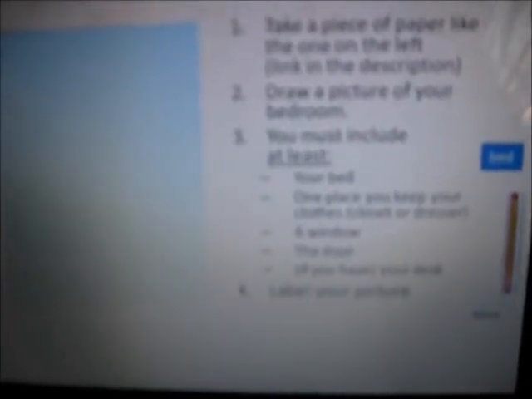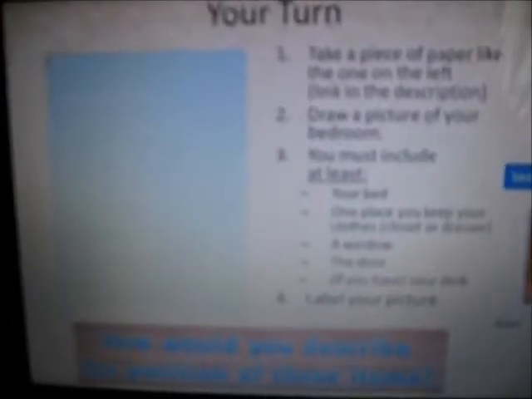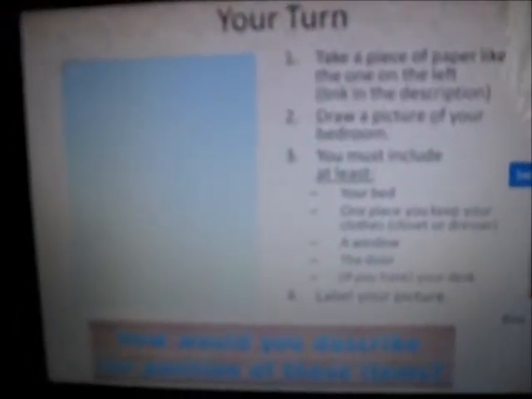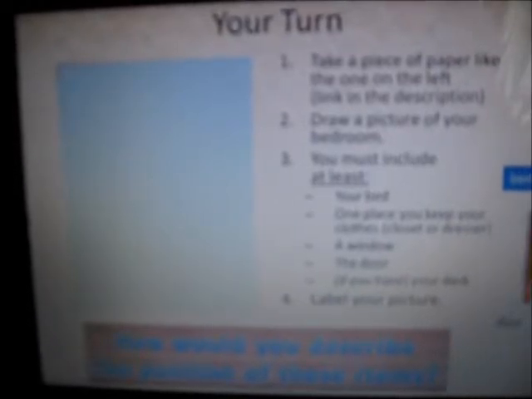If you have, add your desk, and label your picture, as you can see I've done for the bed and the door. How would you describe the position of these items?